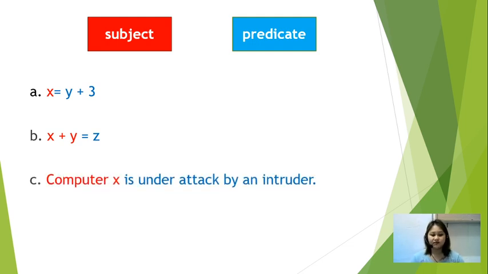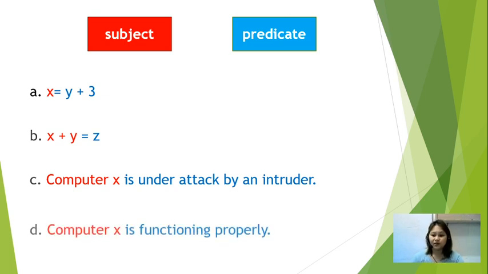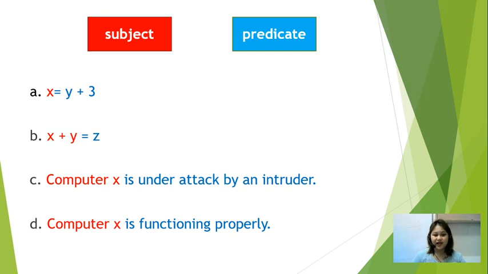Next, you have letter C. Computer X is under attack by an intruder. So computer X is the subject and is under attack by an intruder is the predicate. And then letter D, you have computer X is functioning properly. So computer X is the subject and is functioning properly is the predicate. So I hope that it is clear to you what is a subject and what is a predicate in mathematical language, especially in logic.